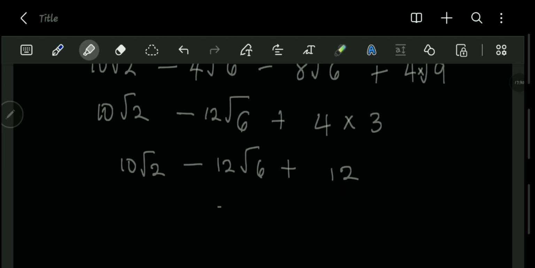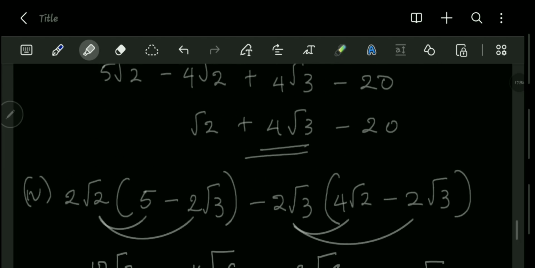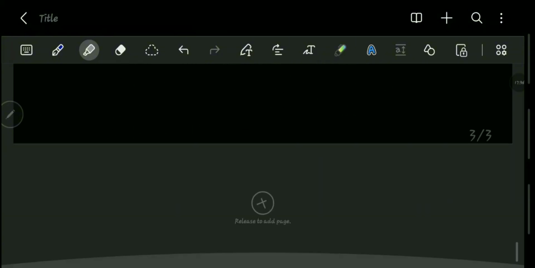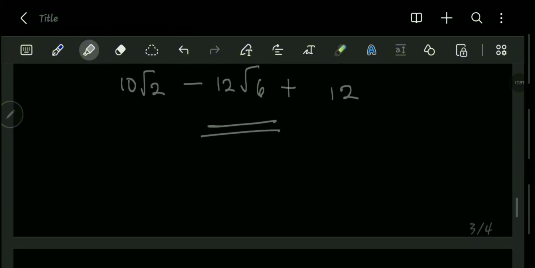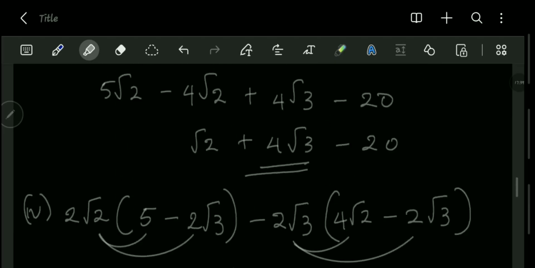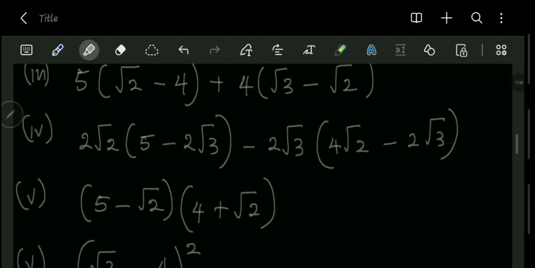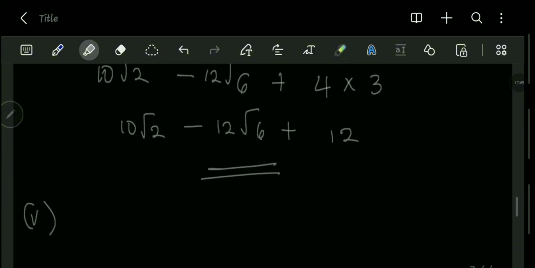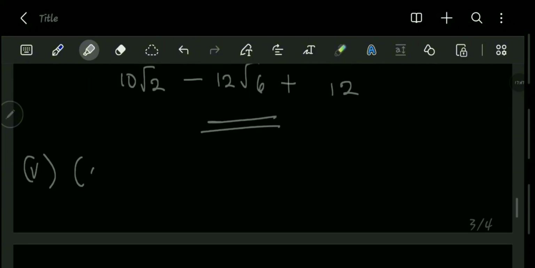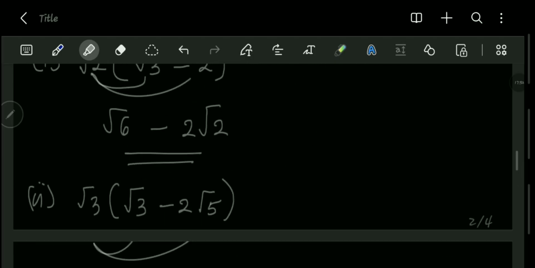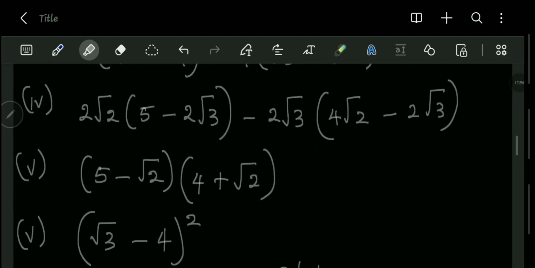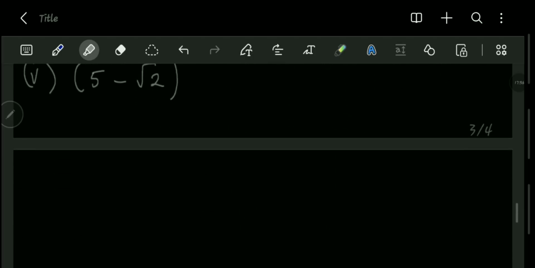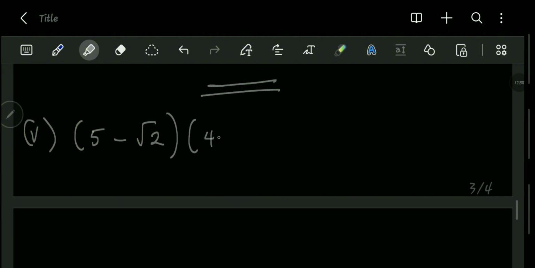So I'm leaving my answer in this form. And then for question 5, I was told to expand (5 minus 2√5) then into (4 plus 2√4)... plus 2. So this is the question.